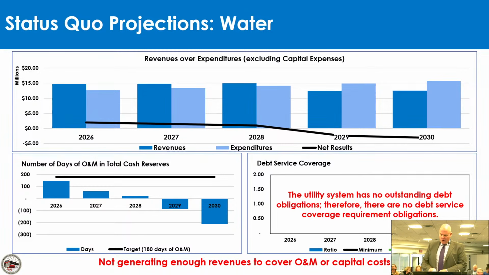So let's take a look at water first, and we call this the status quo projection. What if we did nothing? With the financial plan that we know, the revenue needs that we know we have over the 5 years, and the rates not changing, what would that look like?